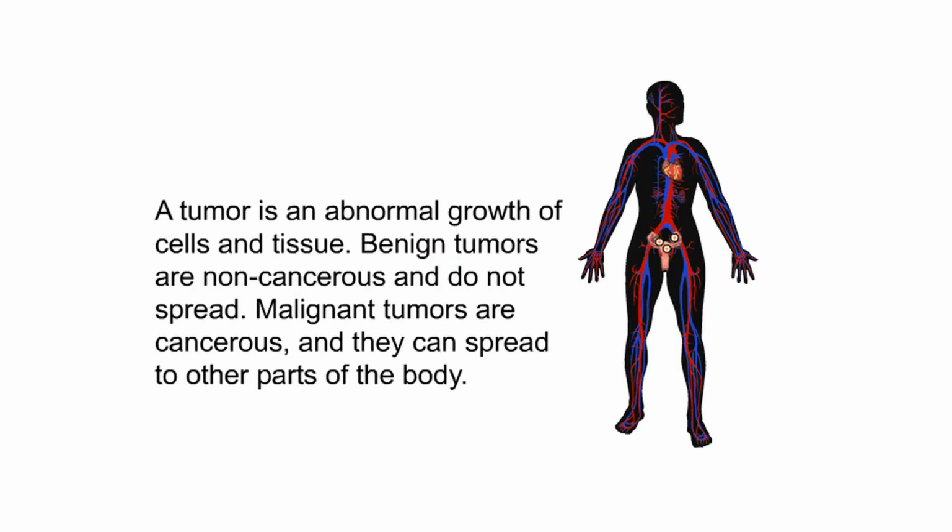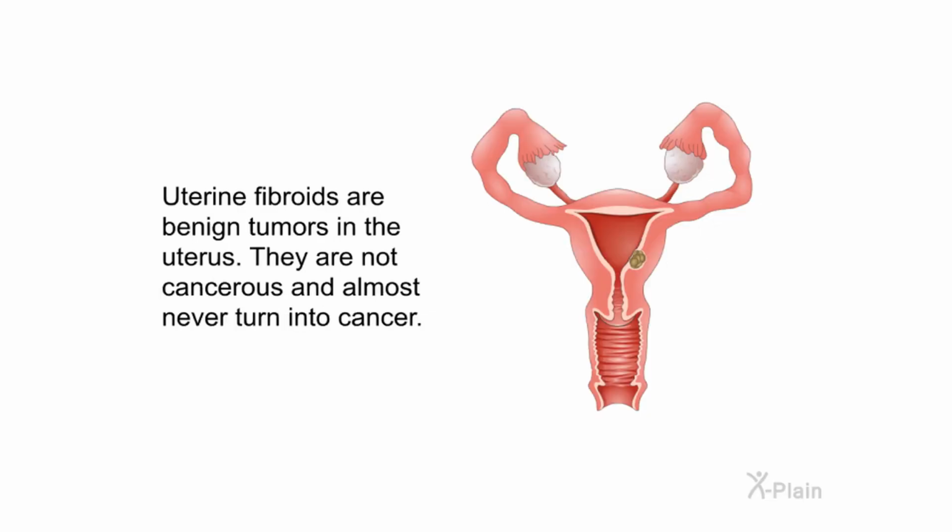Fibroids. A tumor is an abnormal growth of cells and tissue. Benign tumors are non-cancerous and do not spread. Malignant tumors are cancerous, and they can spread to other parts of the body. Uterine fibroids are benign tumors in the uterus. They are not cancerous and almost never turn into cancer.